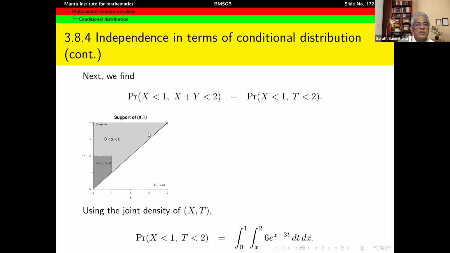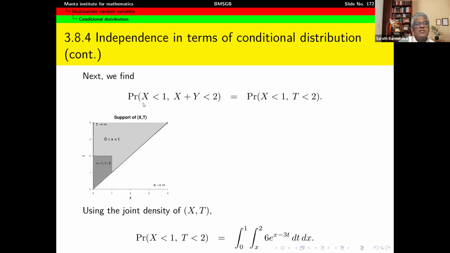Here, the support is actually the whole triangle going up to infinity. The X value is going up to infinity, and the T value is going up to infinity. It has a triangle shape. So that is the support where the joint density is positive.